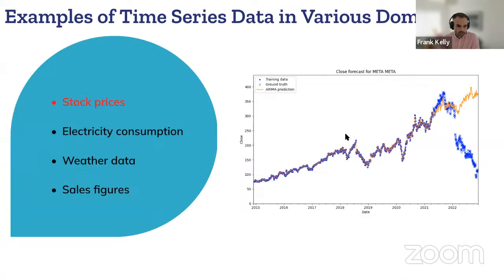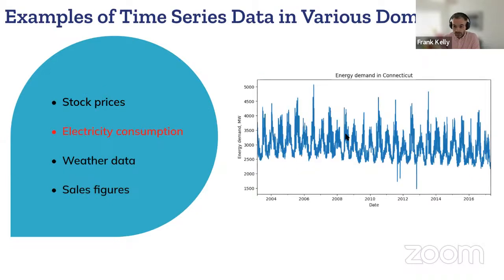So some examples of time series data: stock prices. We've talked about financial markets generate huge amounts of time series data. The stock prices, for example, are recorded at regular intervals, usually daily. Electricity consumption is another example. So this is the energy demand in megawatts in Connecticut, in the United States.